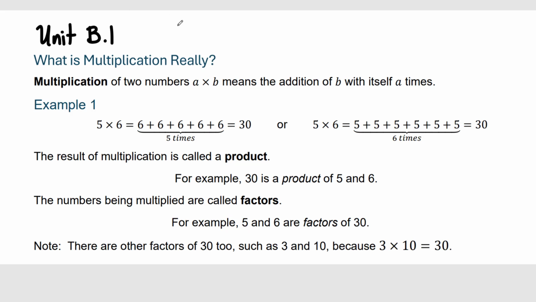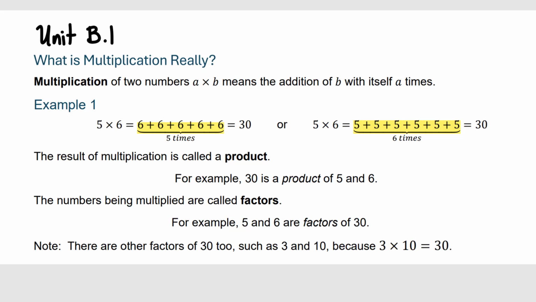So you can think of multiplication as adding a bunch of times. So I have here a definition: multiplication of two numbers a times b means addition of b with itself a times. So for example, if instead of having an a and a b, we have 5 and 6, 5 times 6 could be thought of either as adding up 6 5 times, or as adding up 5 6 times. Either way, you're going to get the same result, which is 30.